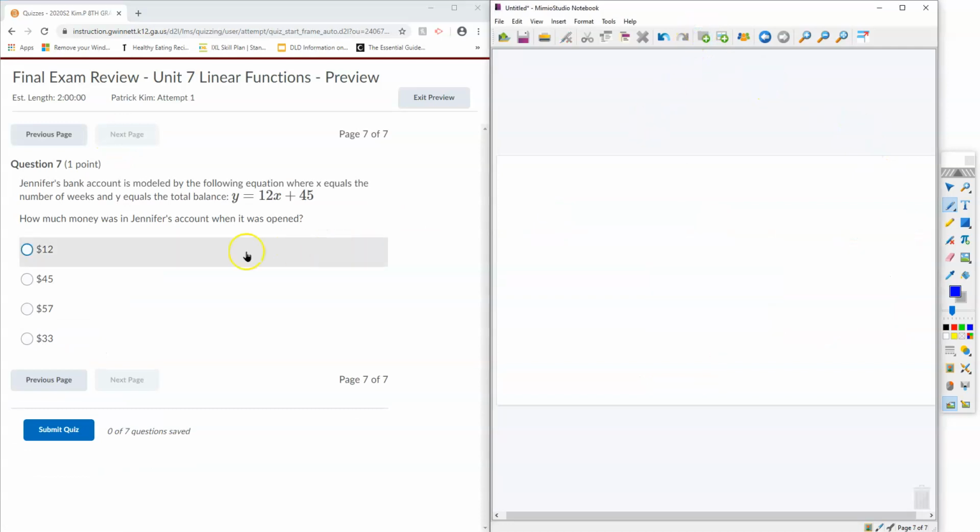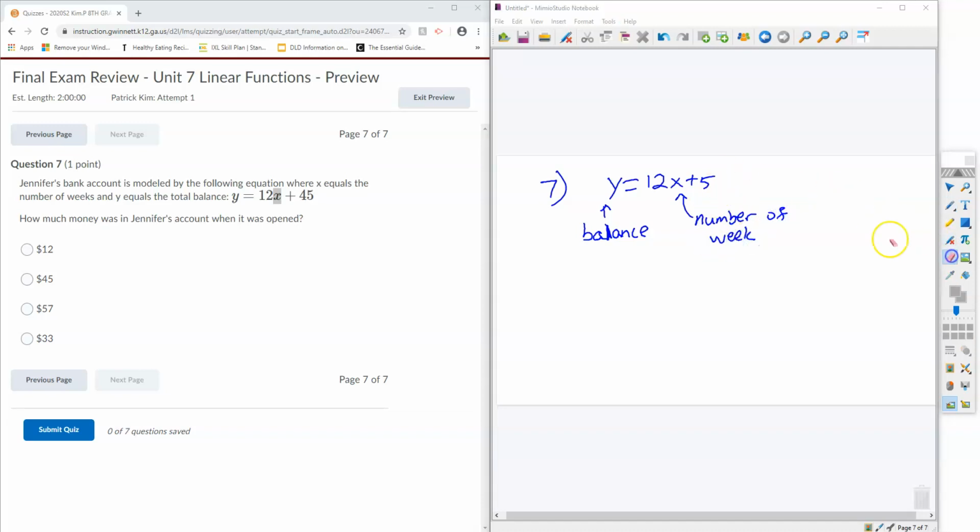Alright, last one. Jennifer's bank account is modeled by the following equation, where x equals the number of weeks, y equals the total balance. So y is our balance, x is weeks. Balance meaning how much money she has. This is so hard to write on. And then x is the number of weeks. And I realized I wrote this wrong. That should be 45.